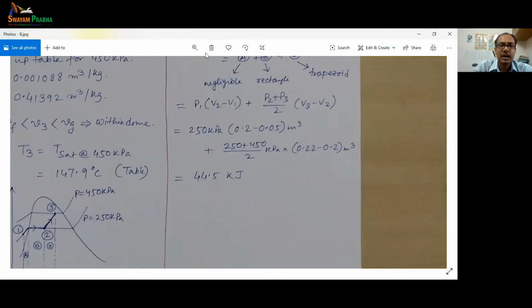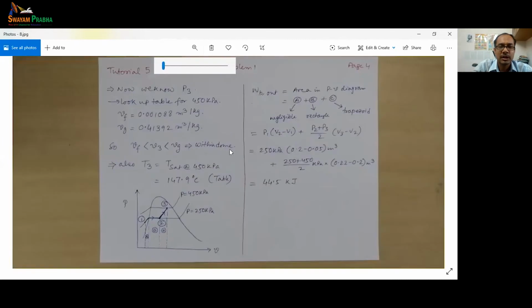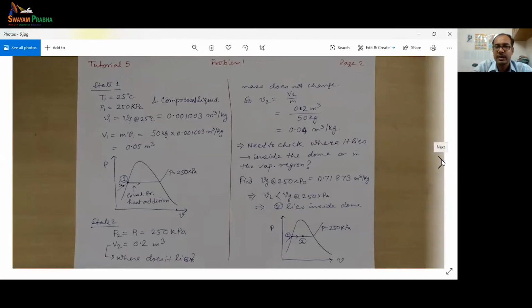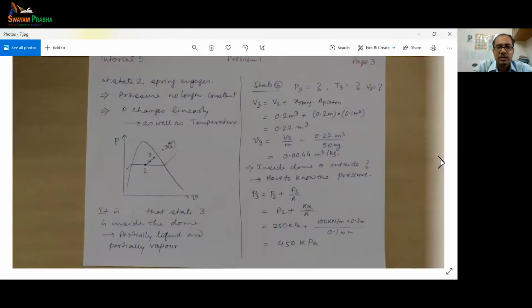Okay, so this is a very interesting problem. That's why I have chosen it to demonstrate that all these things which are not known, we can find out if we actually use our intuition, and our knowledge of the saturation curve. It is very important to find out the phase where exactly we are lying for any pressure, temperature, volume, whatever property values are given. Okay, so that's the first problem.